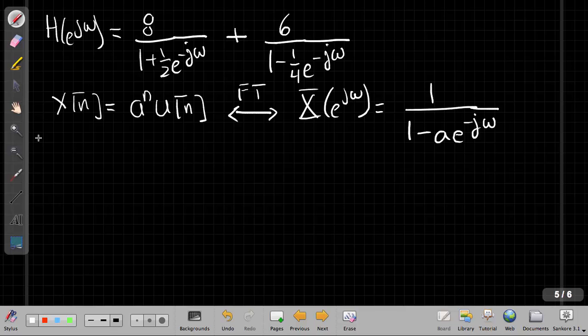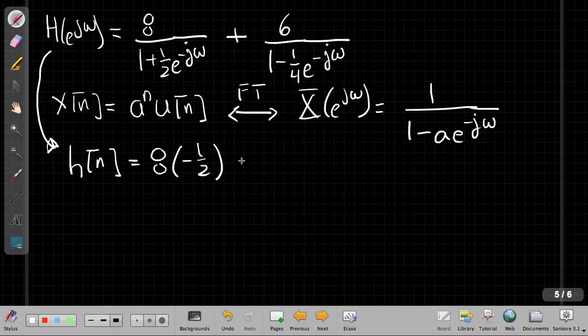And then scaling by 8, I just use the linearity. So if I use that transform pair, I can very quickly say the impulse response here, h of n, is going to be 8 times minus a half to the n u of n. And just to annotate that, make it a little clearer, this is what I got when I said a equal to minus a half. I make this term match that one. Well, a equals minus a half and then multiply by 8. So I get this term here.